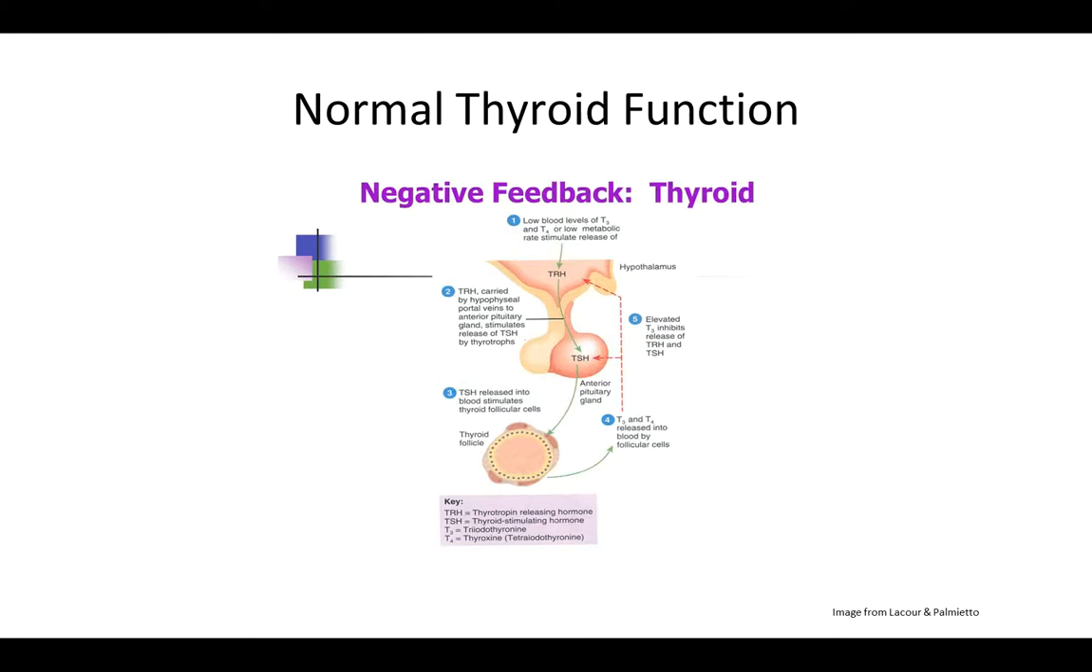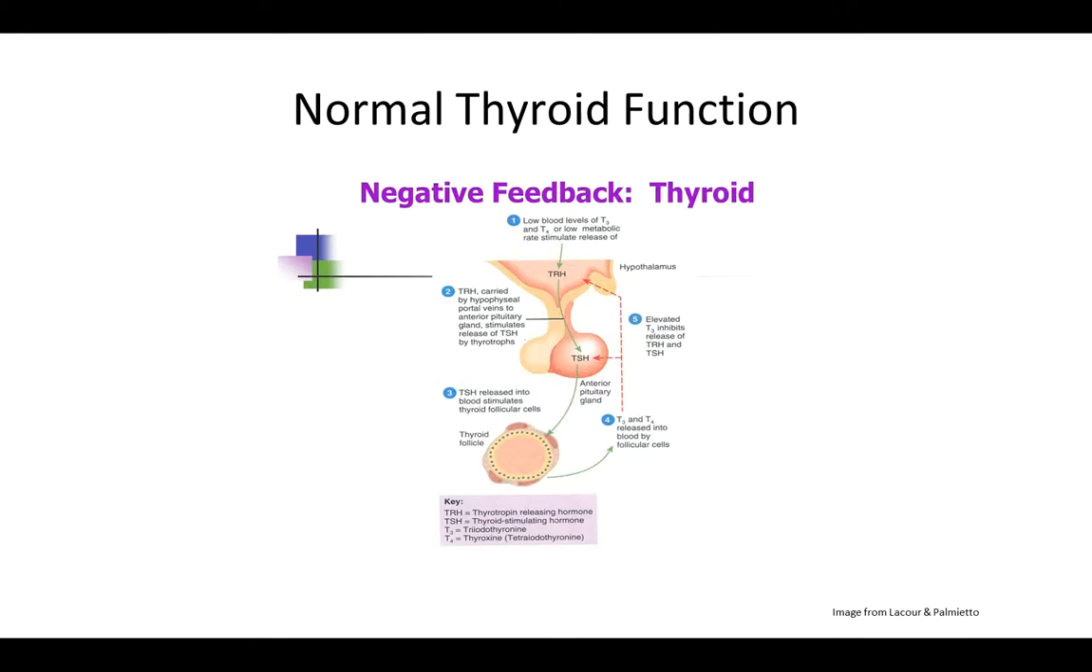So T4 makes up about 85% of the hormone that is released by the thyroid. T3 is only about 15%. And then about 99.8% of both T3 and T4 are bound to proteins, and so they are unable to bind to receptor sites in the blood. So only about 0.2% of thyroid hormones are free in the blood and able to bind to the tissues.